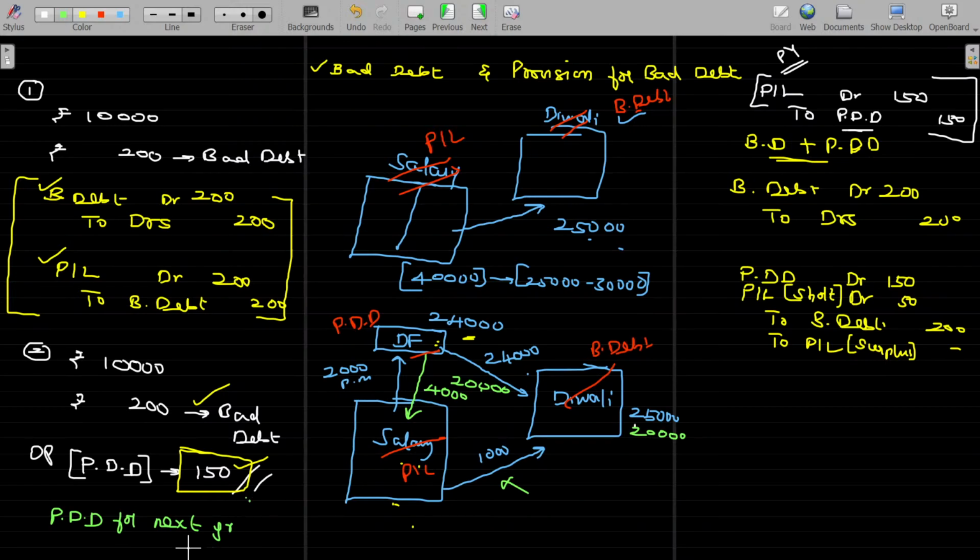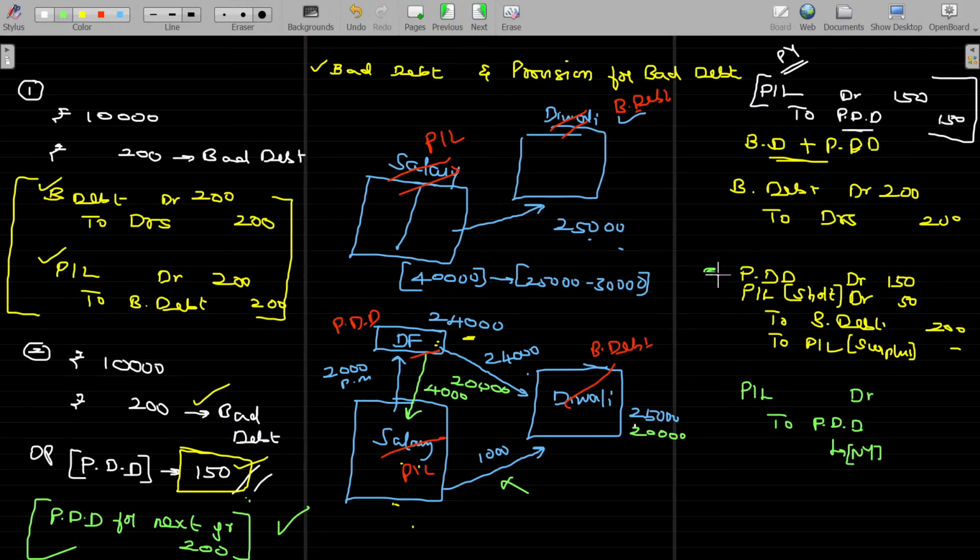The next year, how much can we create? It's only an estimate. It's not a guaranteed number. We estimate almost 200 rupees possible. So we have to create this as a fresh one. The PDD to be created at this year end is meant for the next year. So the journal entry here is profit and loss account debit to PDD. This is for the next year's requirement.